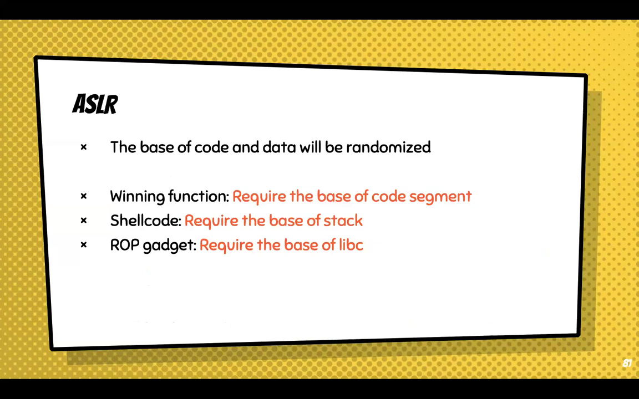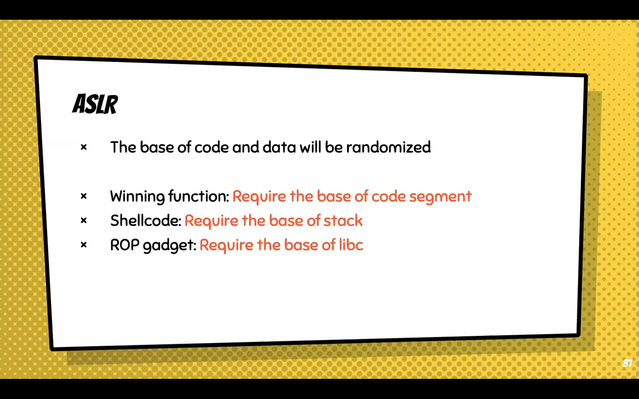Then the next is about ASLR. This is the tough part, because even though PIE is not going to change the base of the address, ASLR will. In this case, the base of the code, as well as the data, meaning the base of the stack and the base of the heap, will also be randomized. Then for the winning function, you need to acquire the base of the code segment every time that you interact with the service, since it's going to keep changing every time you call it.